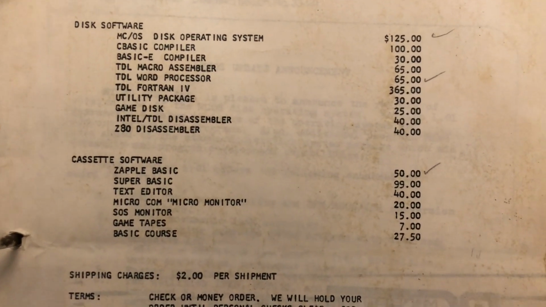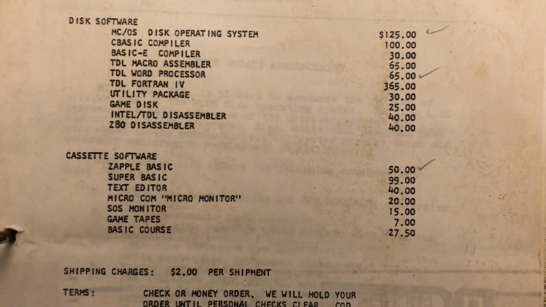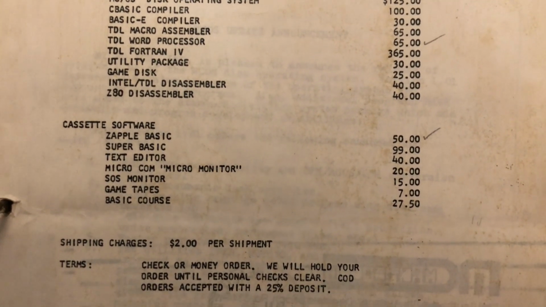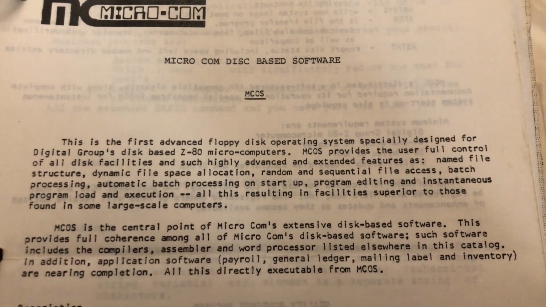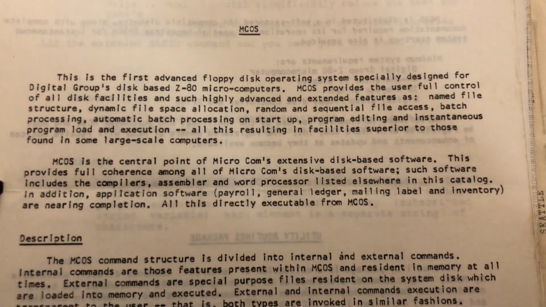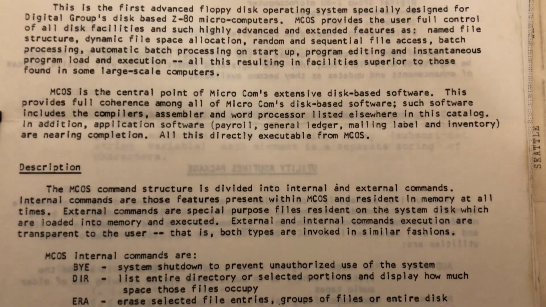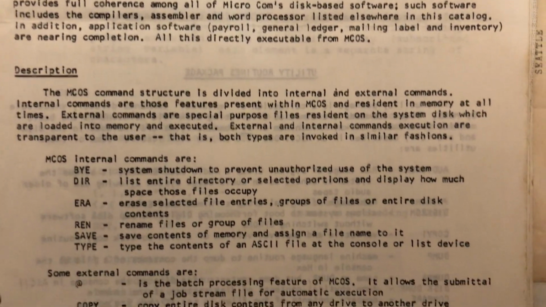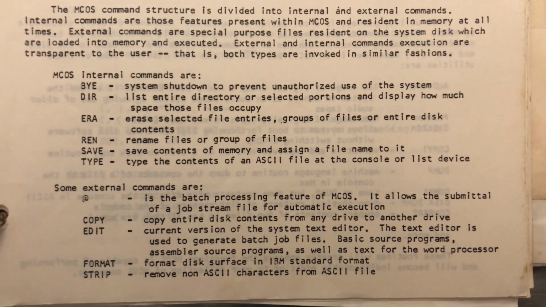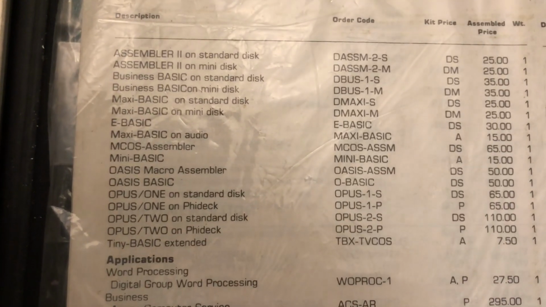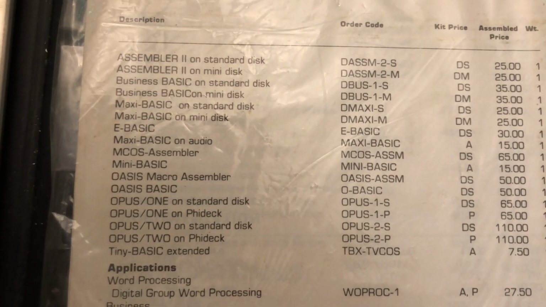Here's a price list of some digital group software, so you get an idea of what it cost in the late 70s for these things. It's a company called Microcom that offered an operating system called MCOS. That would be pretty interesting to check out, but I've not been able to track that down, or any other disk software for that matter. And another price list for software here.